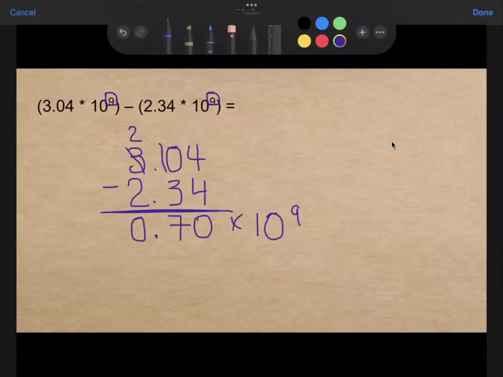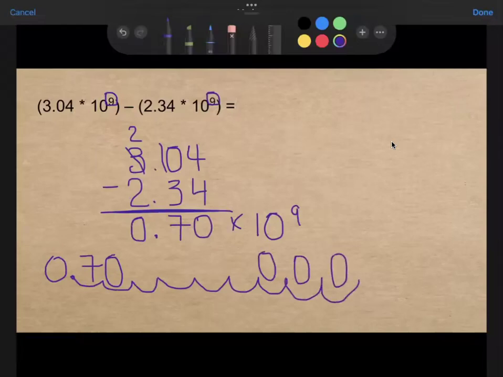So here's what we have to do. I'm going to rewrite this in standard form, and then I'm going to write it back in scientific notation. So 0.70 means I need to move that decimal 9 places. I'm going to put the decimal over here, then move it 1, 2, 3, 4, 5, 6, 7, 8, 9 spots. So I've got lots of zeros here.